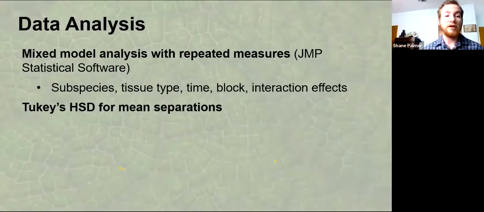And these were also analyzed with mixed models analysis, this time doing repeated measures, looking at effects of the subspecies, the tissue type, the time, with block as random, and then any interaction effects, and using Tukey's HSD for any mean separations.